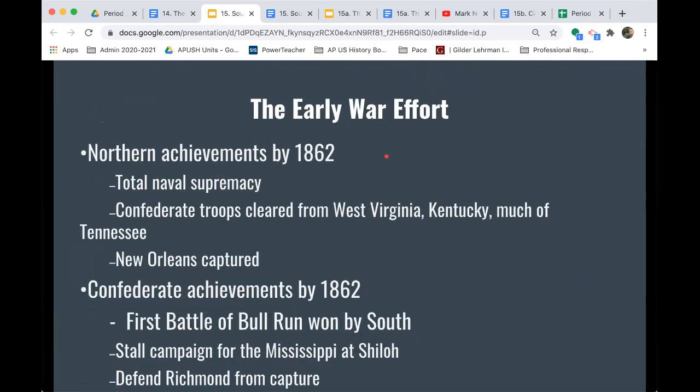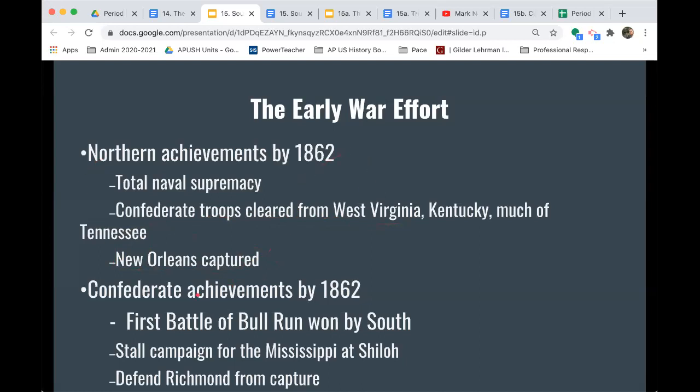Now, early on, actually, the North is quite unsuccessful in their attempt to end the war quickly. By 1862, so 2 years into the war, the North has achieved total naval supremacy. They're going to use a naval blockade to keep the South from getting resources in or out from foreign help. They're going to clear all Confederate troops from West Virginia, from Kentucky, from a lot of Tennessee. They're going to capture the really important port of New Orleans down in Louisiana. So that's important to the North by early 1862.